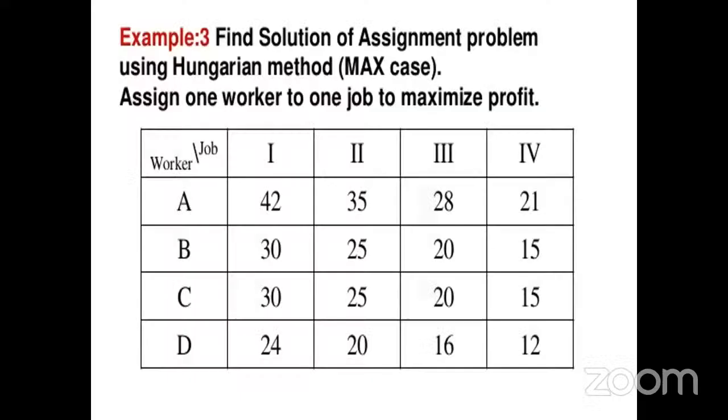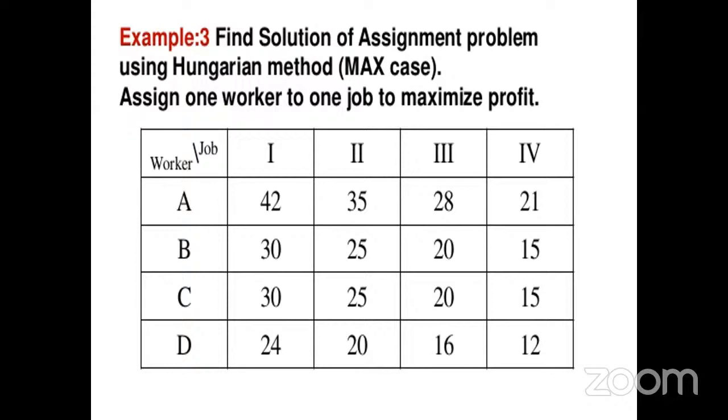Was the case wherein we may get the question for the maximization of profit. Assign one worker to one job to maximize the profit. When a maximization case is there, as I told you, we need to convert maximization into minimization. That is, profit matrix into cost matrix.